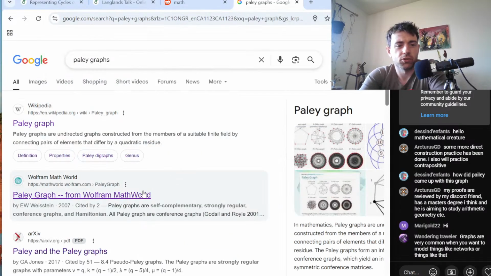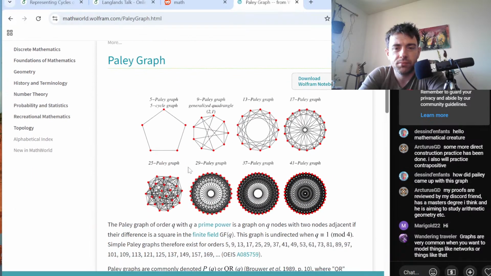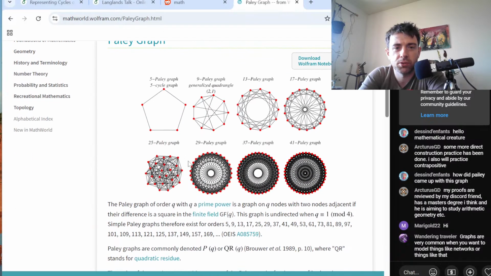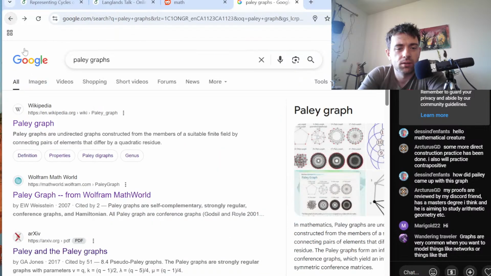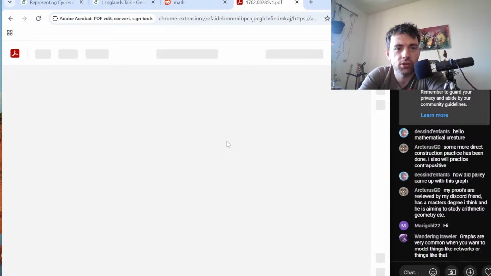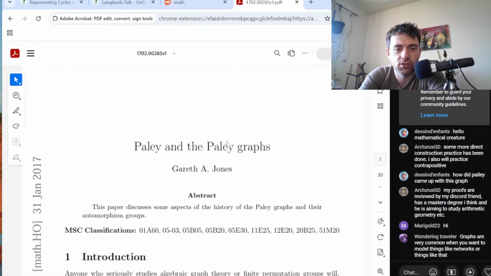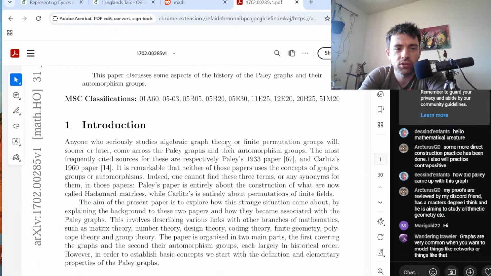Let me bring up some pictures from Wolfram. Yeah, here are some pretty pictures of the Paley graphs. The 5-cycle is included. What's this paper? Is this history? Maybe this will give us insight as to how or why he came up with these things.